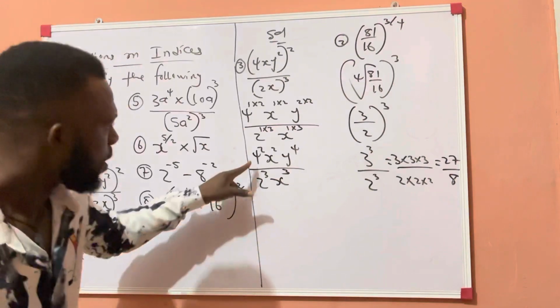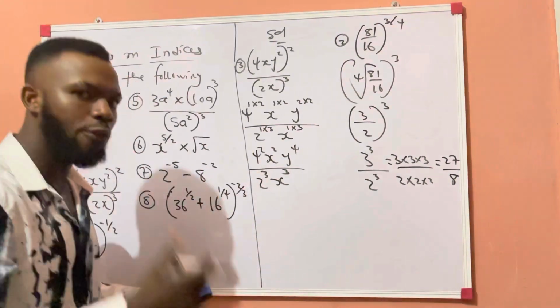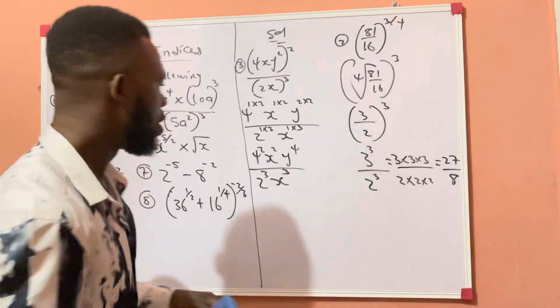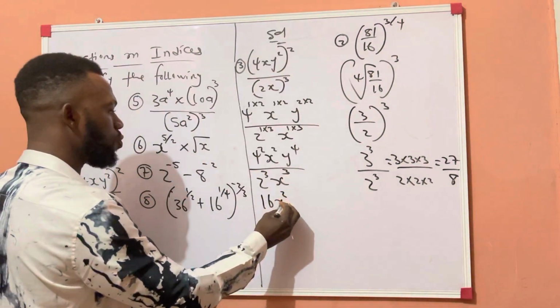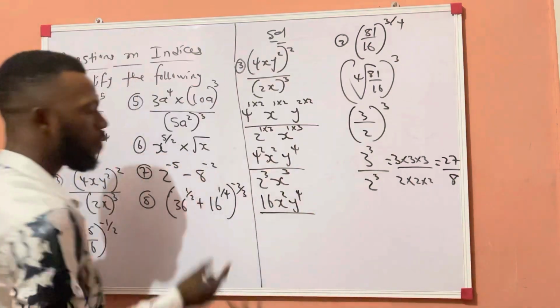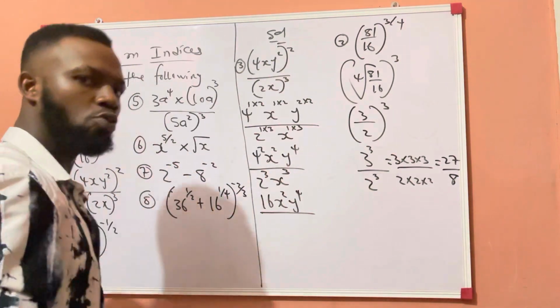Now, let us see. 4 raised to power 2 means 4 times 4, and that is 16. So automatically, here becomes 16x raised to power 2, y raised to power 4, over 2 raised to power 3, which means 2 times 2 times 2.